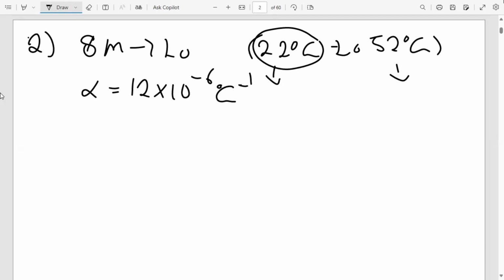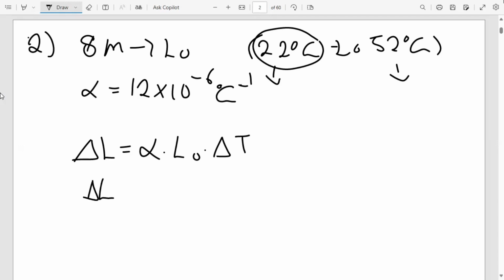So we're going to bring our formula for linear expansion. Since this is only expansion in length, we're going to say change in length is equal to alpha multiplied by initial length multiplied by the change in temperature. This is the formula. They've already given us the change in temperature, the initial length, and the alpha. We're supposed to find the actual change in length.